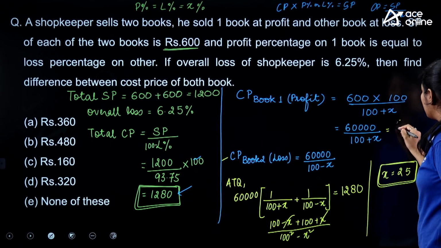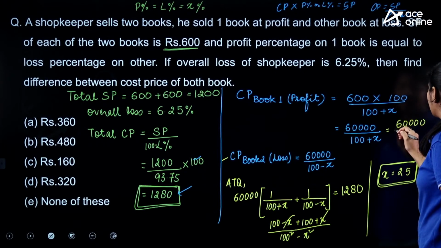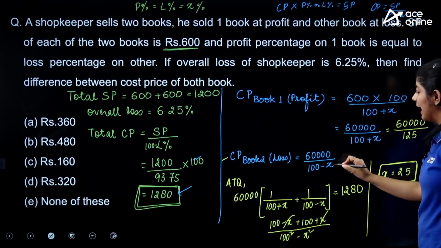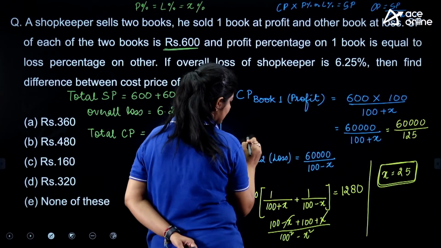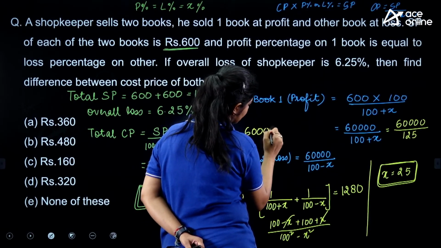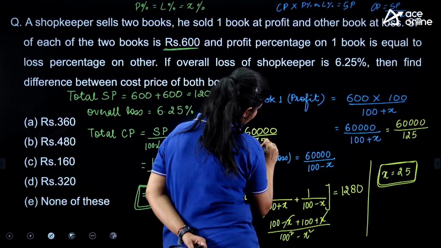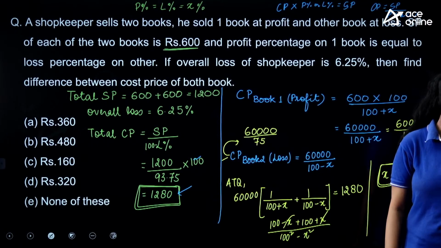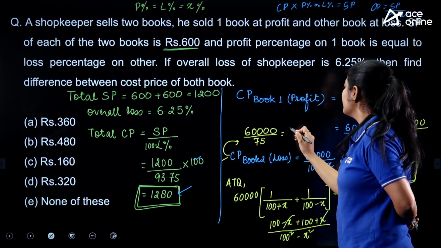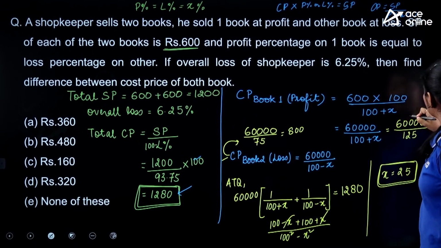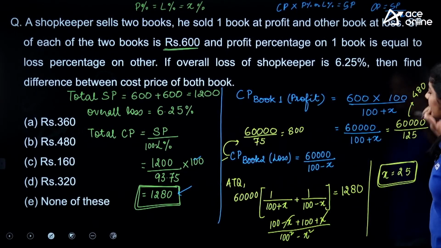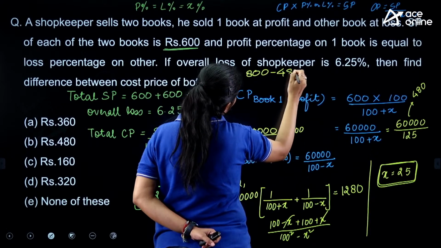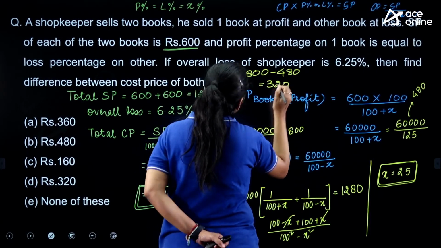So as we put the value here, the cost price is nothing but 60,000 divided by 125, right? And here the cost price of book 2 is nothing but 60,000 divided by 75. Now what we have to do, we just simply need to calculate the values individually and we get our answer. So from this one, the value that we got is 800, and from this one, the value that we got is 480. Now we just simply need to find out the difference. So the difference is nothing but 800 minus 480, which is nothing but 320 rupees.